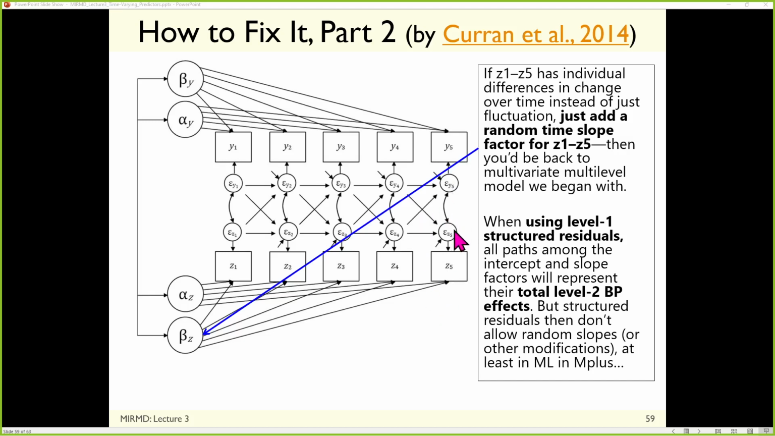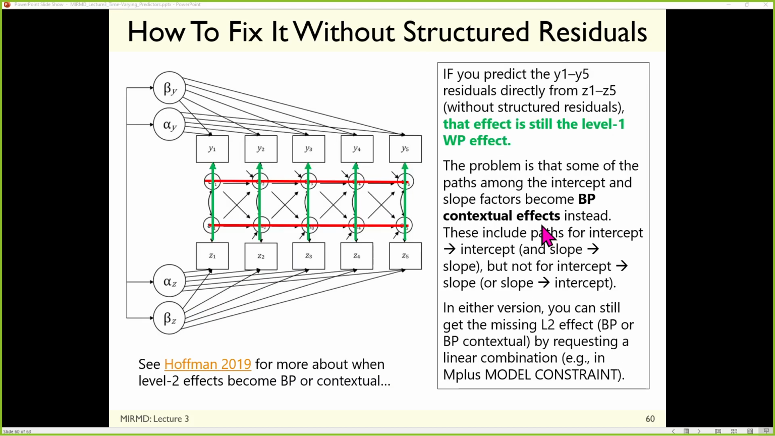This hack, though, of building in the structured residuals limits what you can do with these within person effects. For instance, they can't be random, at least not in the version of M+ that I've tried it with, which is the most recent. So if you take them out and just look at the relationships directly, then what you get at the level 2 part of the model over here is a mix of some things are between and some things are contextual. I know.